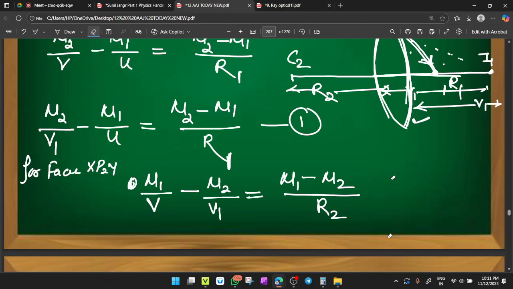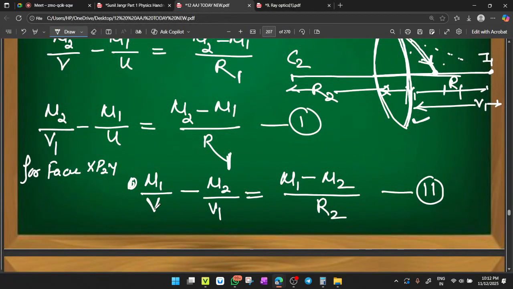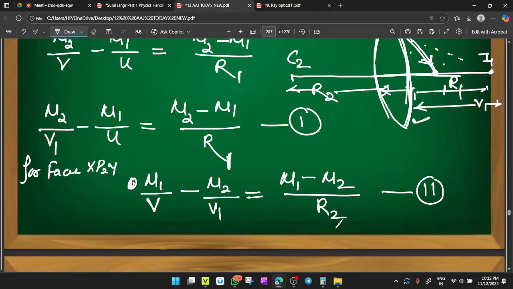When we derived this formula, that time we already used the sign of R1 and R2, so no need to put their sign. So this is equation number second. Okay, let us check the formula. So it is mu1 upon V minus mu2 upon V1 equal to mu1 minus mu2 upon R2.